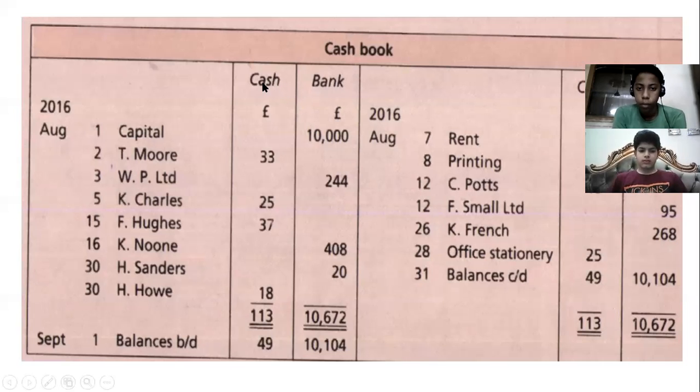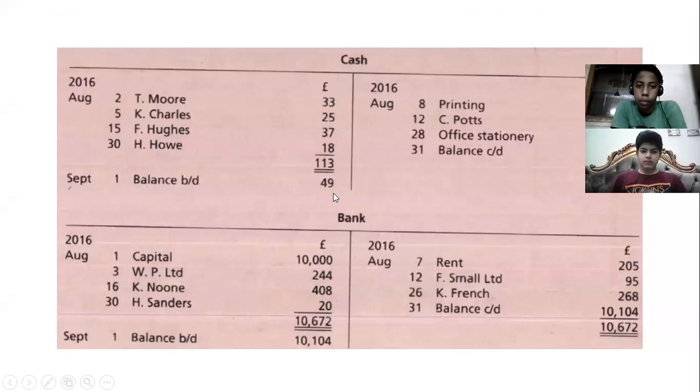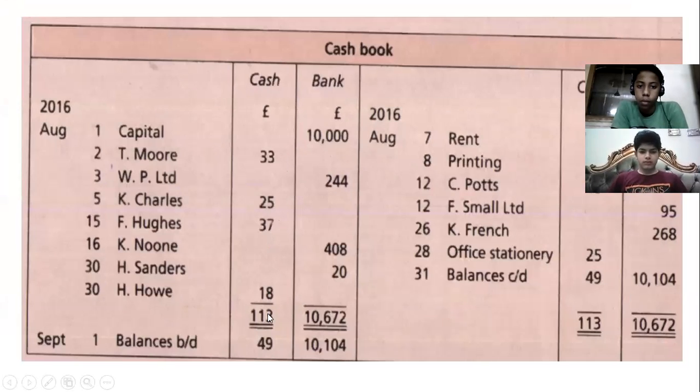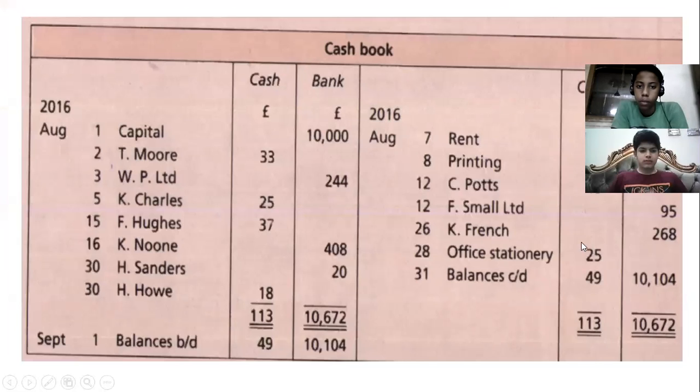This is the cash column and bank column: cash debit side, cash credit side, bank debit side, bank credit side. Again, I am showing you the previous side, cash debit. You can see 33, 25, 37, and 18. Same thing on the next page: 33, 25, 37, 18, and 49 balance. On the credit side, 20, 19, 25, 49, 113. The same thing you write in the cash book. Again, in the bank column, the bank account.